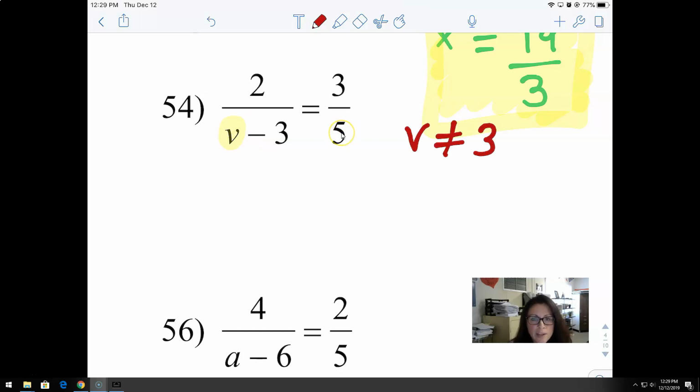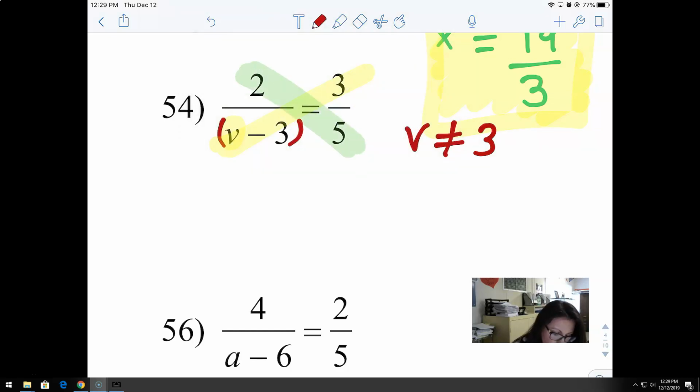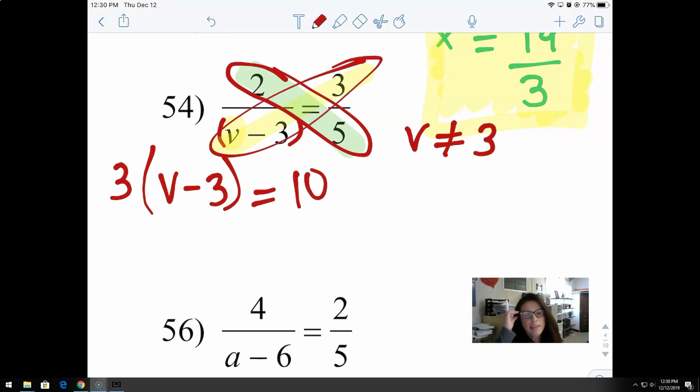Having a 5 down here is a constant. Nothing's going to change the value. So now I can just put parentheses around this and solve by cross product. So I'm going to do 3 times the quantity of v minus 3, which equals the other quantity of 2 times 5, which is 10. So kind of butterfly method, as one might say.